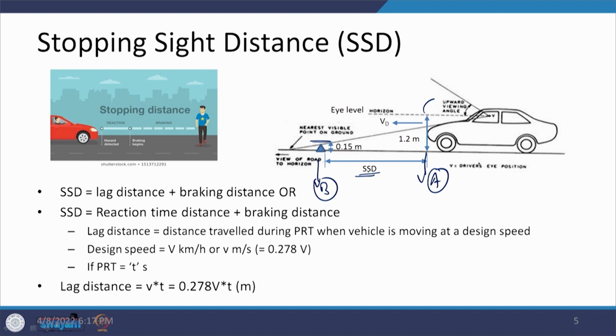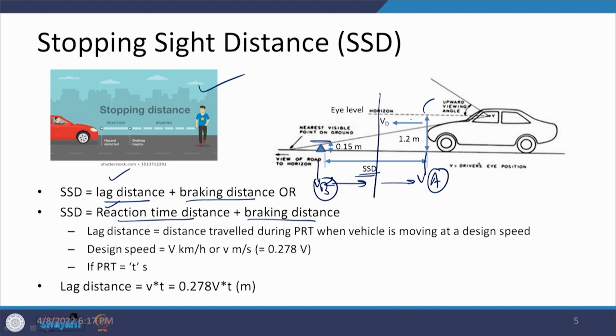Therefore, we are trying to calculate this SSD, and as per this diagram, this SSD is going to be divided into two parts. Those two parts are defined here as lag distance and braking distance, or reaction time distance and braking distance. So, lag distance or reaction distance, they are going to be the same thing. Now, we have to calculate these values.